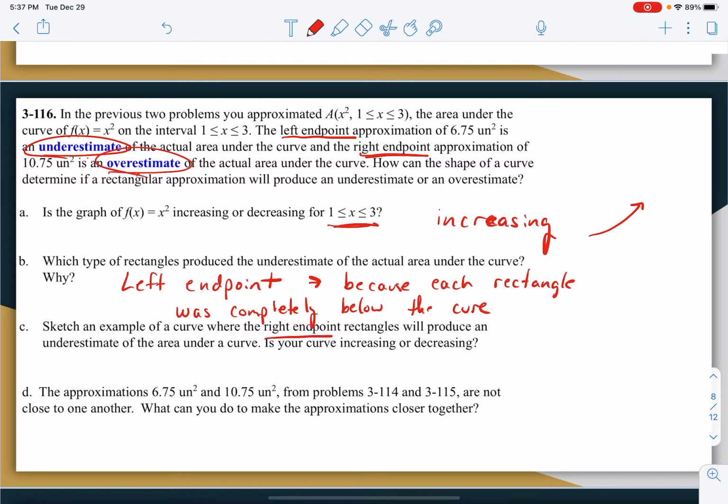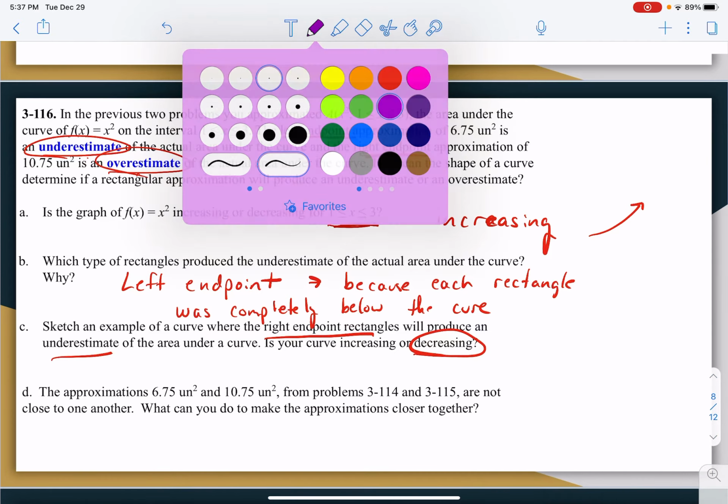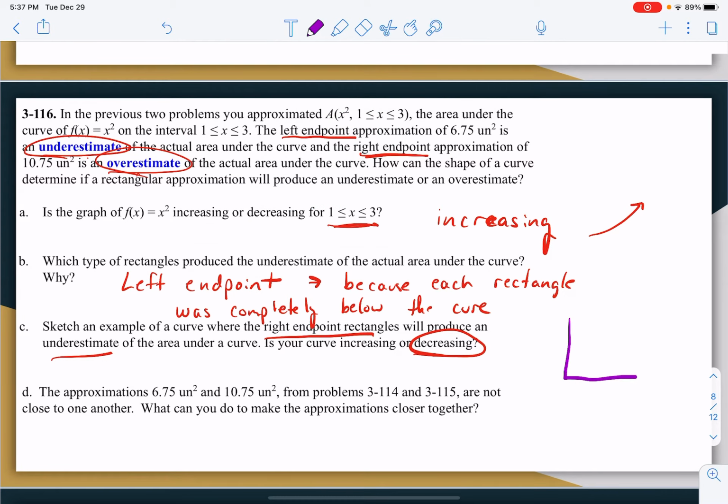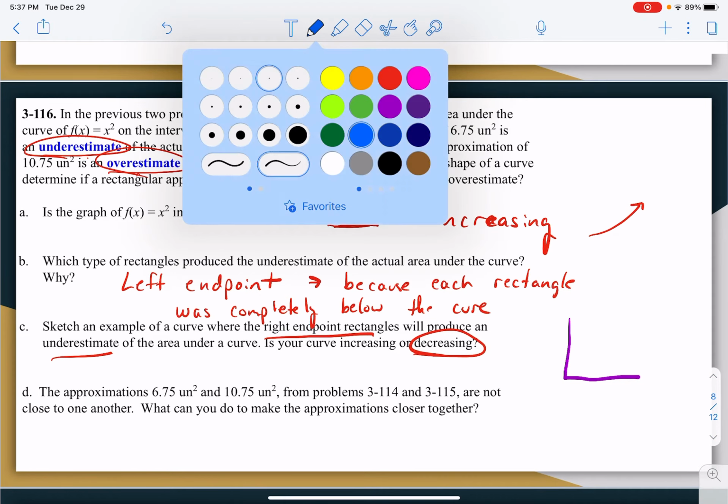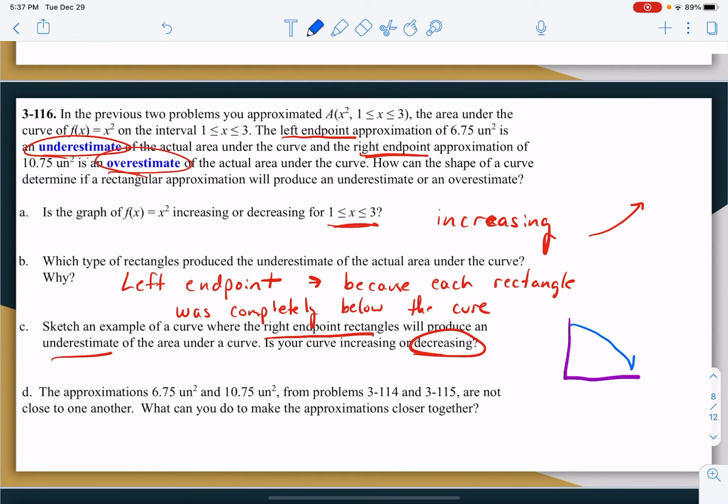So where is a right endpoint rectangle going to produce an underestimate? In a decreasing function. If I had a function that looked like this and was decreasing, and I used right endpoint rectangles so that my right endpoint was touching the curve, here my right endpoint rectangles are going to give me an underestimate.